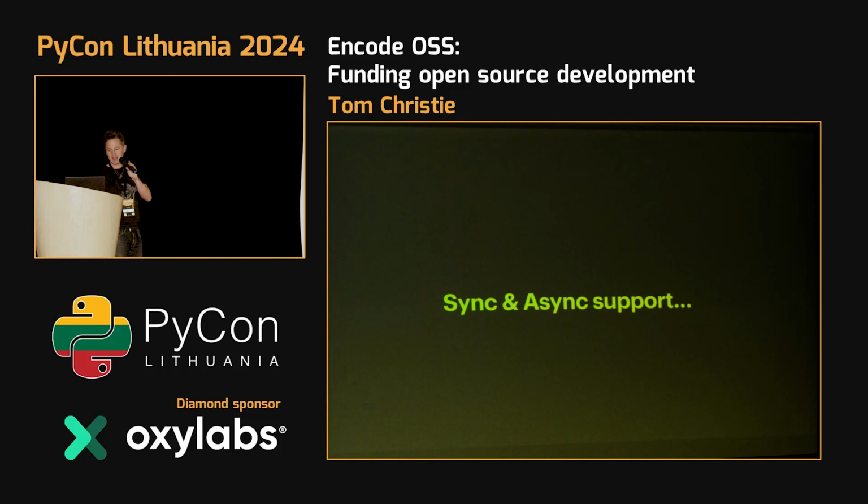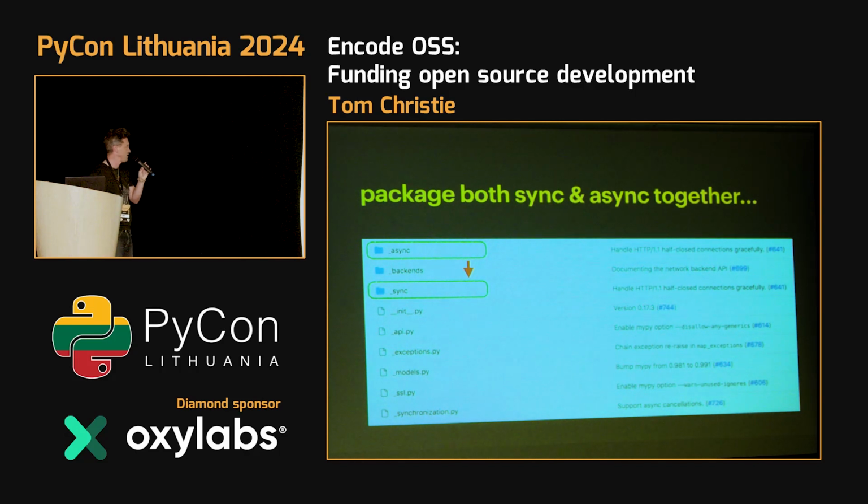For the sync and async support, just a brief overview of how that's delivered. So the central idea of how you would go about having a project that delivers both an async code base and a synchronous code base came from the urllib3 team, who suggested a really smart approach of let's just mirror from one to the other.